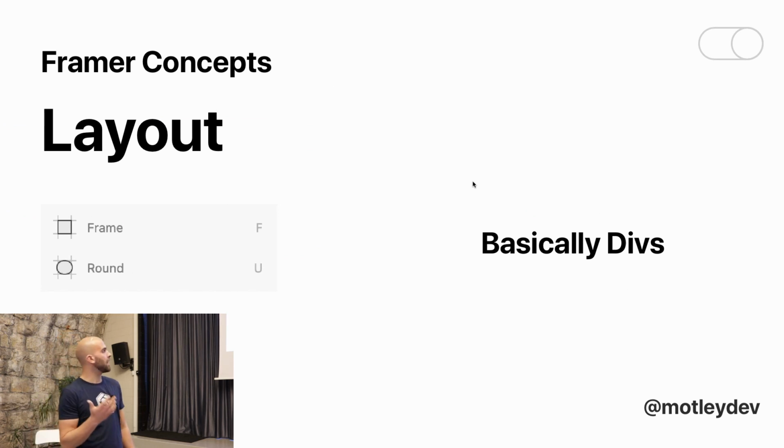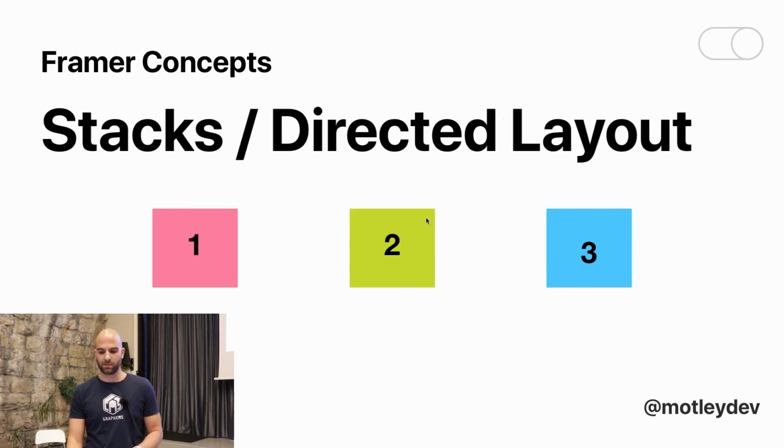So there are some basic concepts behind this. Basically, you have the idea of layouts, which is pretty common. So you have frames and this round idea. It's essentially a frame with built-in radius. I don't know why they have two separate terms, but that's their thing. They're basically divs. They're nothing fancier than that. You can add all the same styling to that as you would want to. We'll look at some examples of it.